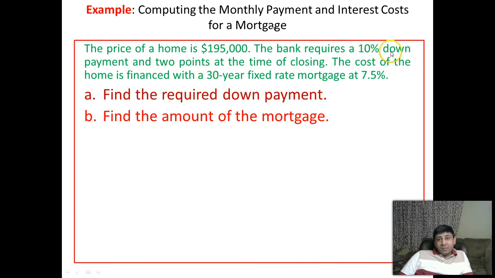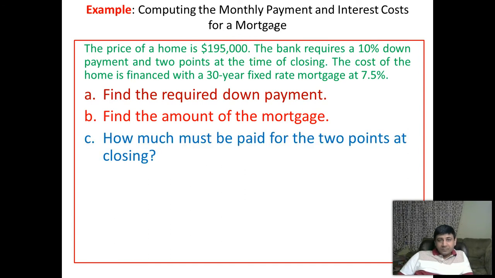So 10% we will pay, we'll subtract that from here, and whatever is remaining, that will be the amount of the mortgage. Next thing we need is how much amount is to be paid for the 2 points. If you recall from the previous slide, by 2 points we mean 2% of the mortgage. So whatever amount we have in part B, 2% of that will be our 2 points.